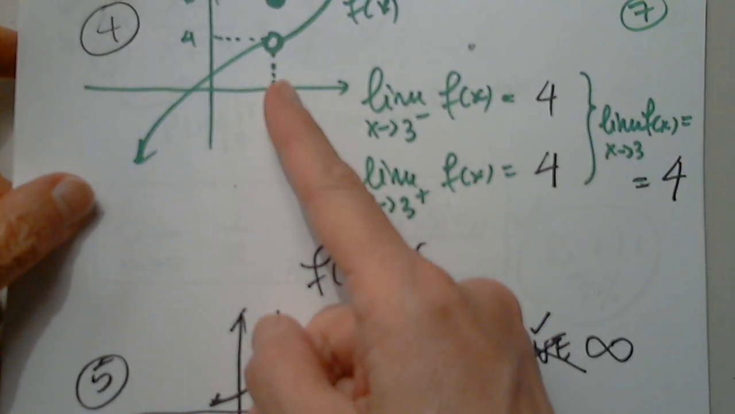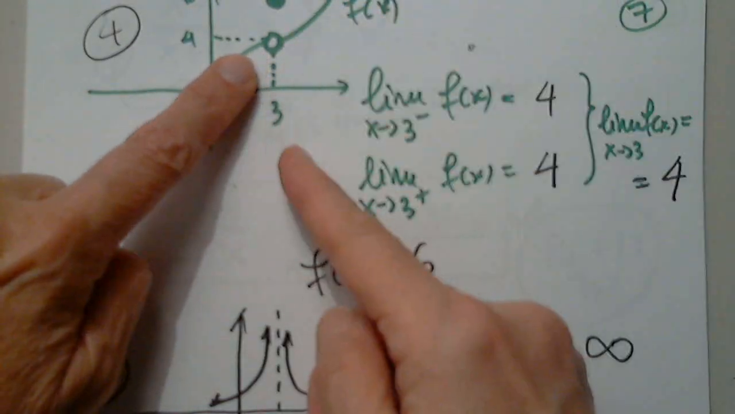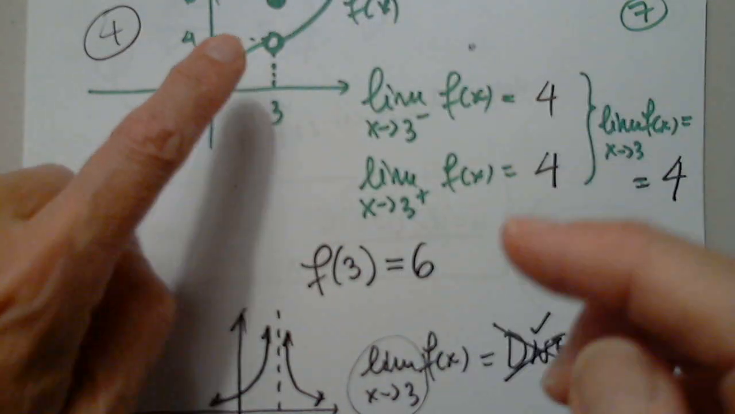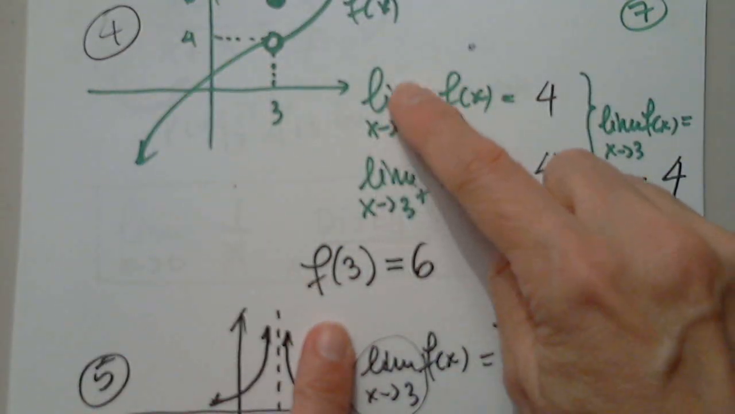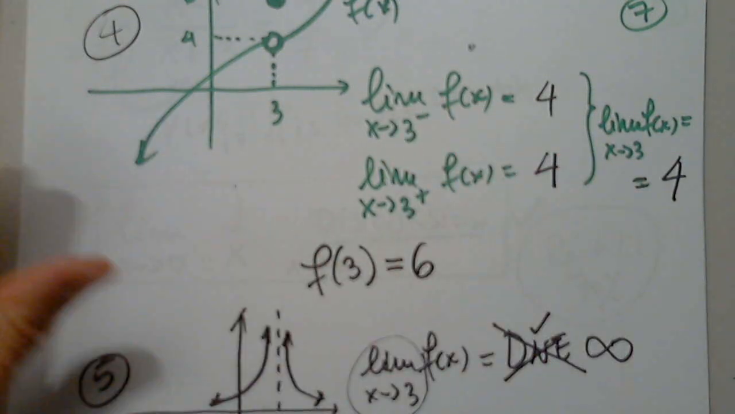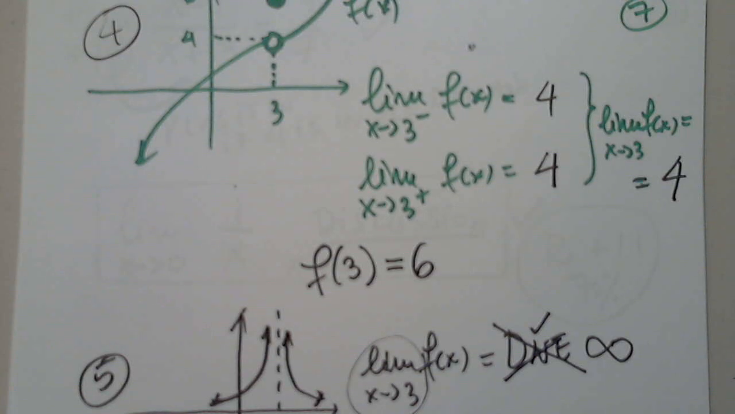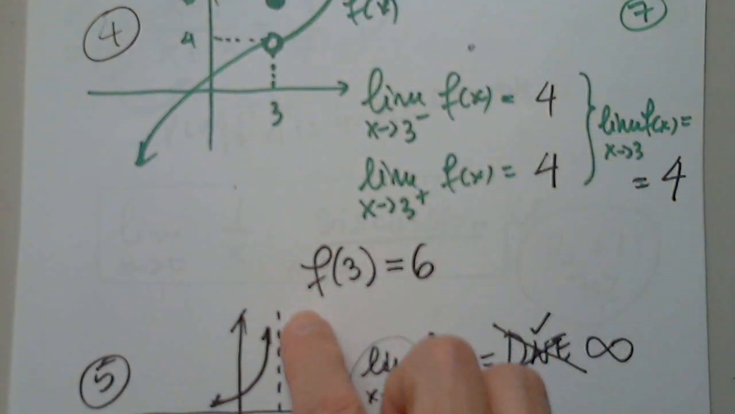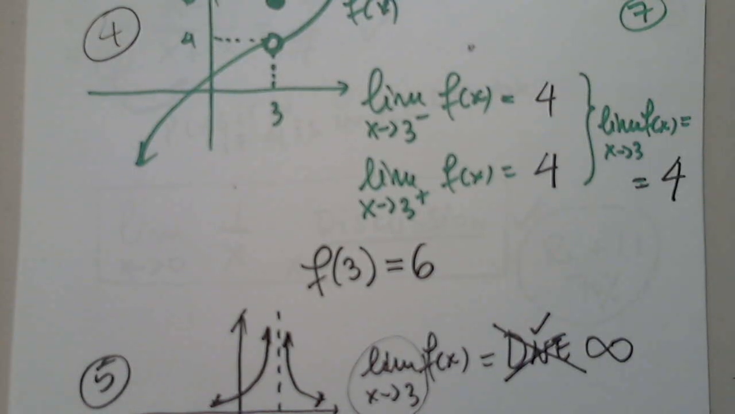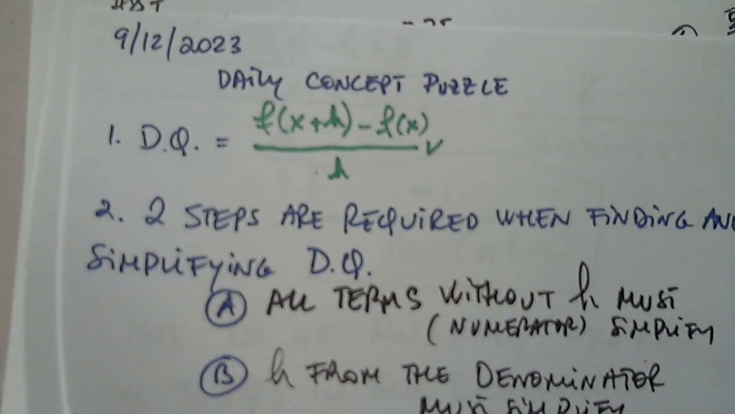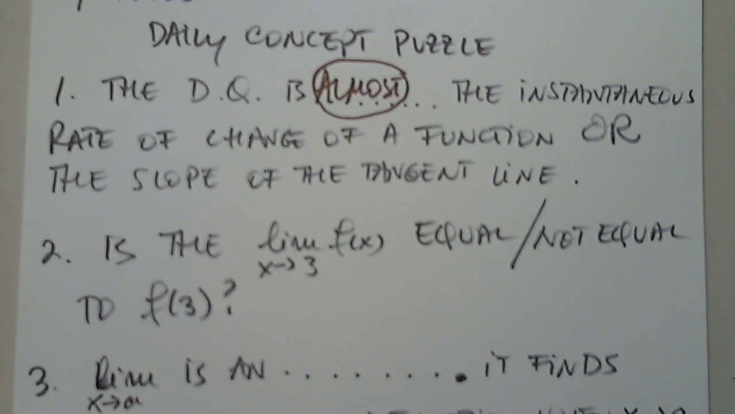So see here, the limit from either side is 4, but the function value is 6. So as I mentioned, the concept of the limit and the function value are totally different. They may be the same value, but the concept is completely different. The concept of the limit and the function value have nothing to do with each other. It happens that sometimes they are the same value, but not the same concept.